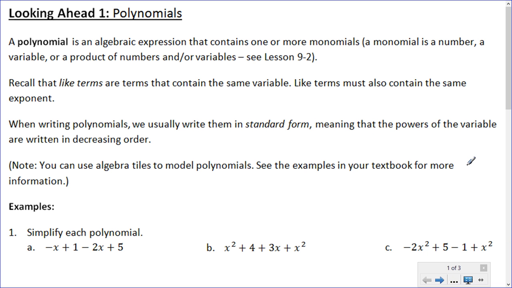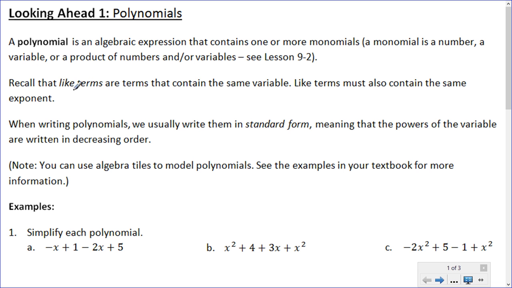Okay, this is Looking Ahead, Section 1, Polynomials. A polynomial is an algebraic expression that contains one or more monomials. And if you recall, a monomial we saw in Lesson 9.2, it's a number, a variable, or a product of numbers and or variables. So monomials cannot contain any addition or subtraction. But a polynomial can contain one or more monomials, so it would have addition or subtraction, or it could. It wouldn't have to, but it could.